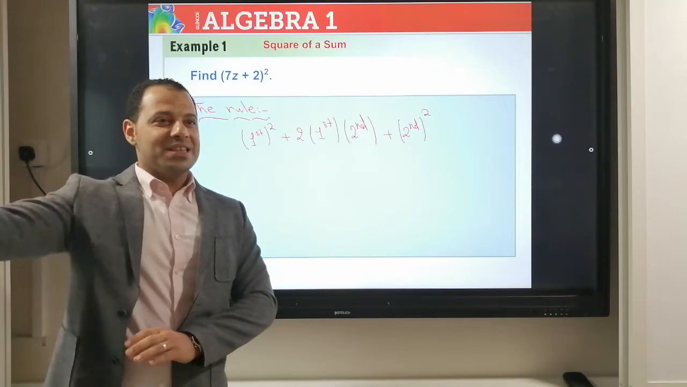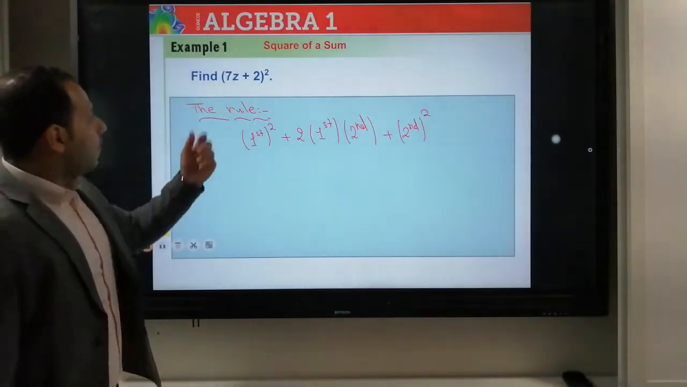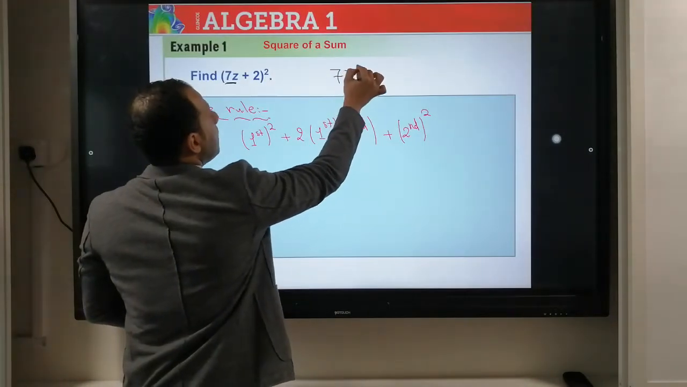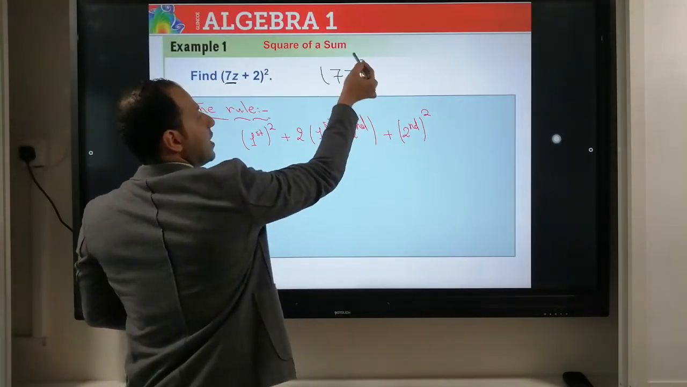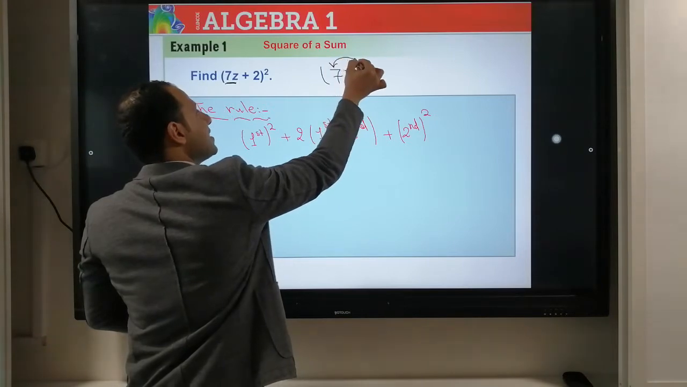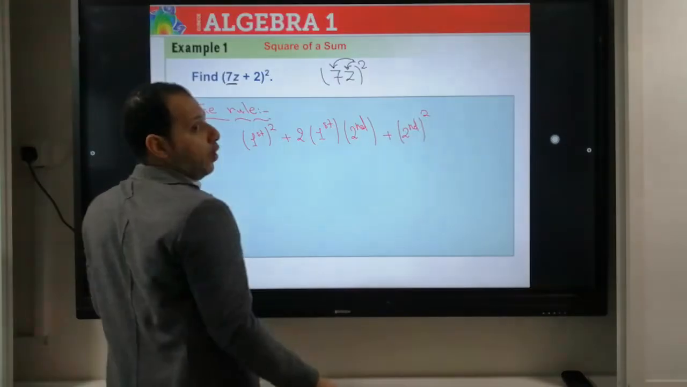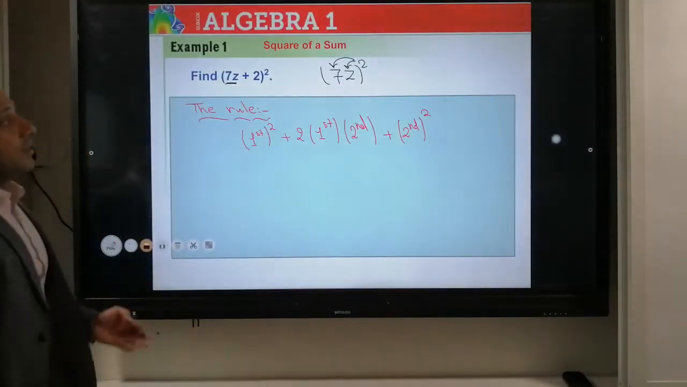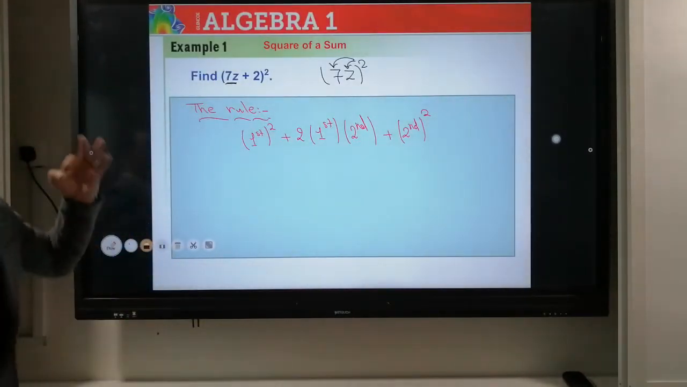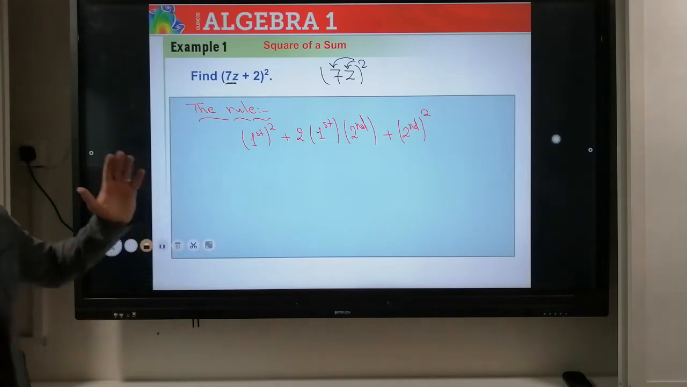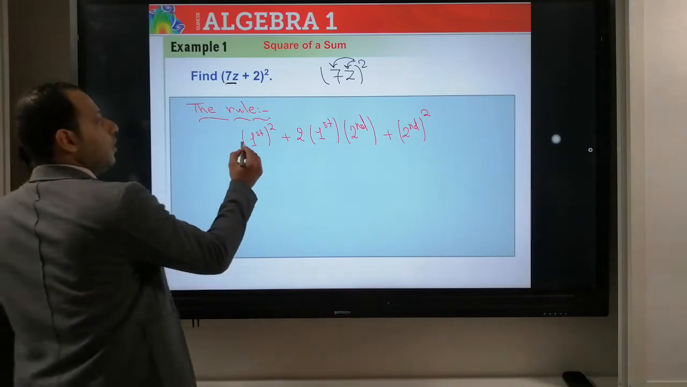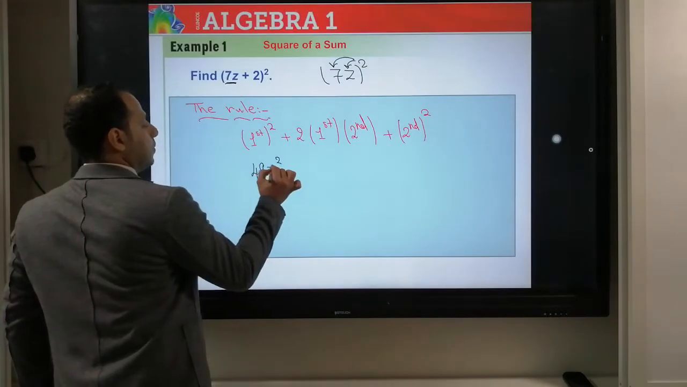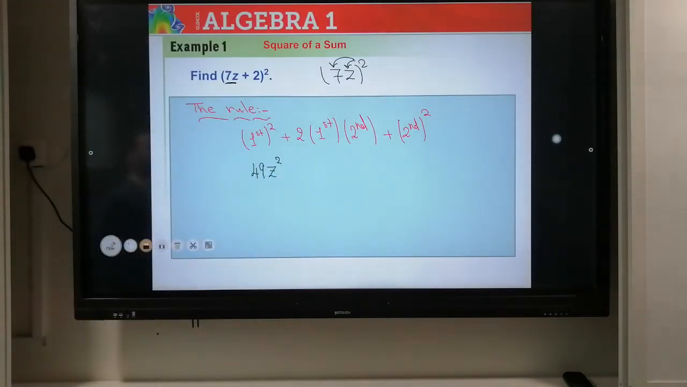Excellent. 49z power 2, you must make this power 2. So 7z power 2 means this power will be distributed onto the coefficient and onto the symbol. Don't forget. Okay, 7z power 2 is wrong. You must distribute the power among the coefficient, the whole term. So it will be 49z power 2.